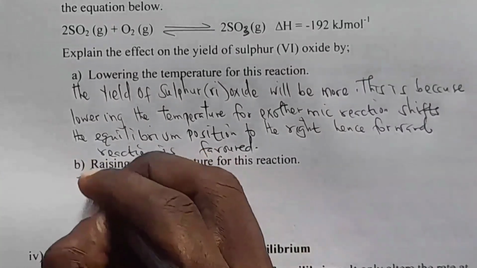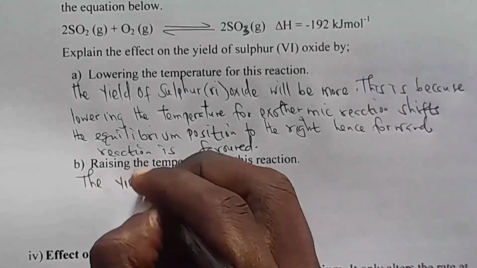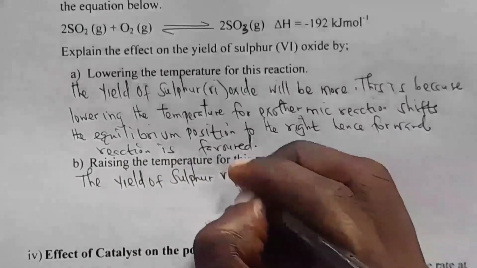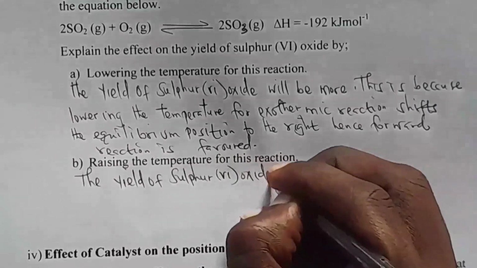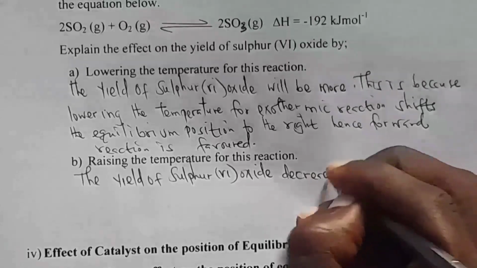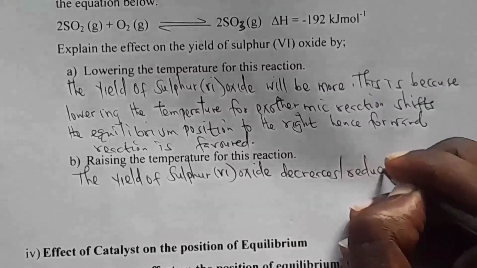So we are going to say, part B, the yield of sulfur 6 oxide decreases, or what you can say, reduces.